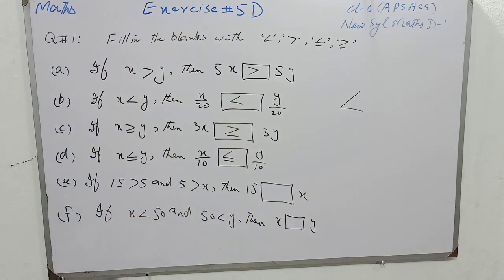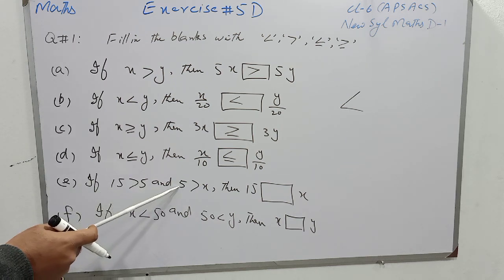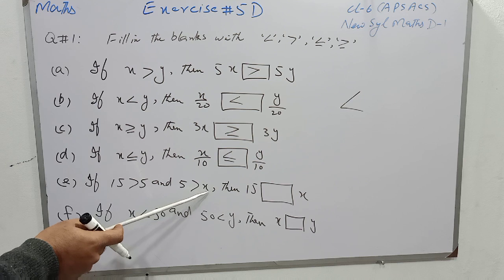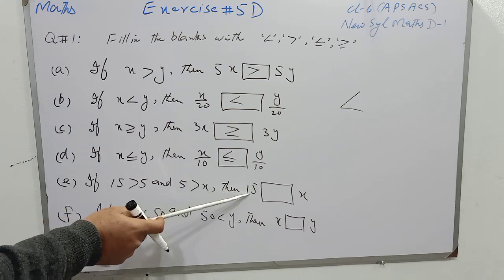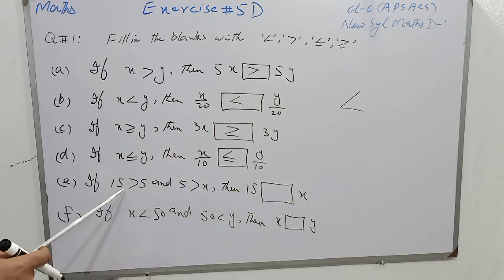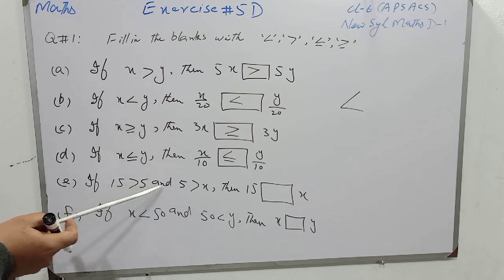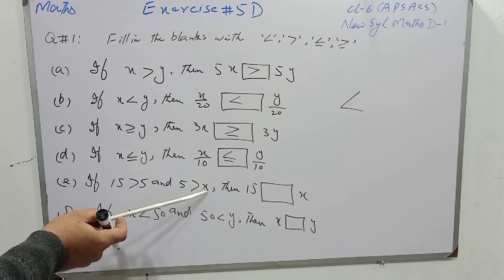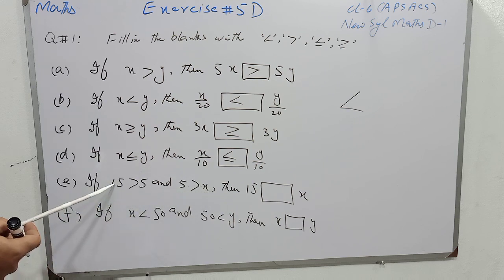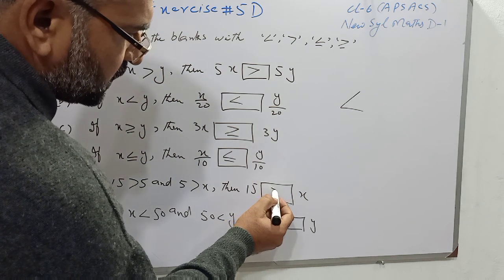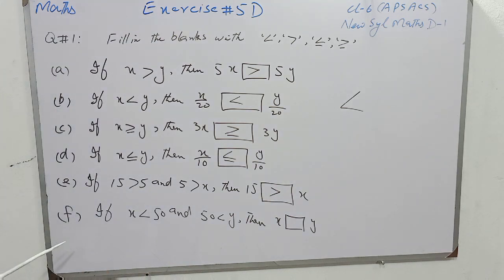Now students, part E is a little bit tricky. If 15 is greater than 5 and 5 is greater than x, then students, 15 will be greater than x, because it is clearly indicating that 15 is greater than 5 and 5 is greater than x. Means x may be 4, 3 and 1, and then definitely 15 will be greater than x. So here I will use the greater than sign.